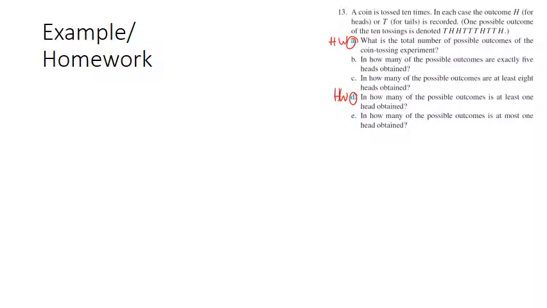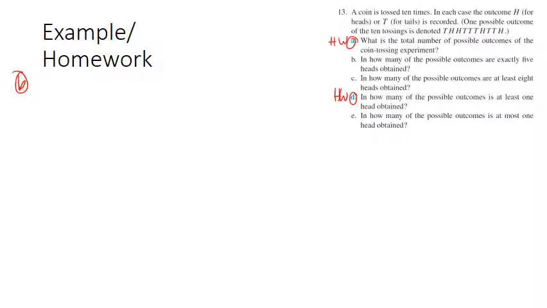Okay, so a coin is tossed 10 times. In each case, the outcome H for heads or T for tails is recorded. So for example, one possible outcome of 10 tossings could be T, H, H, T, T, T, H, T, T, H. Okay, so part B, how many of the possible outcomes have exactly 5 heads?